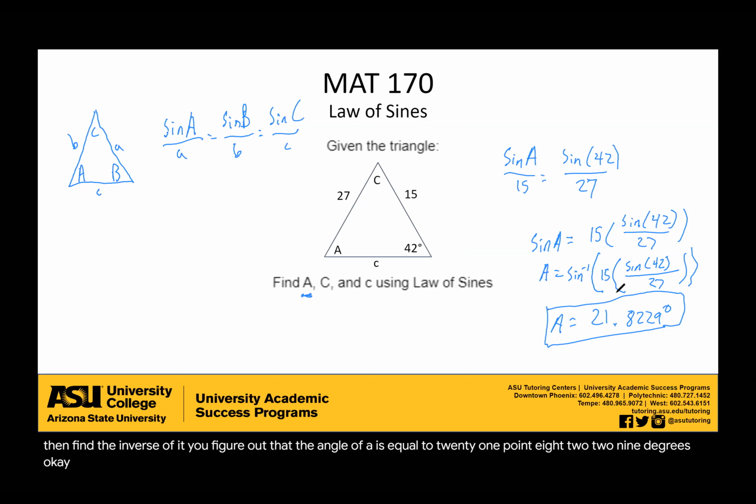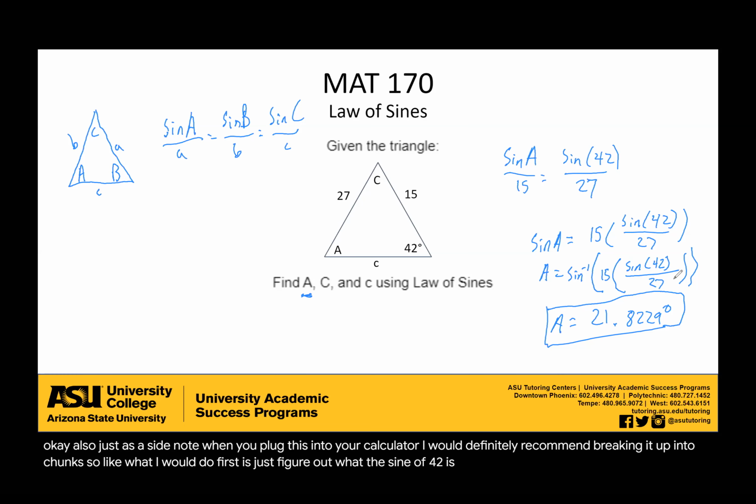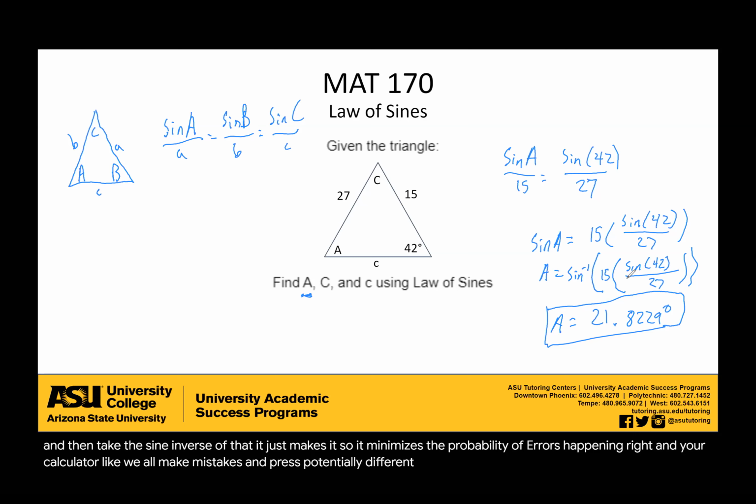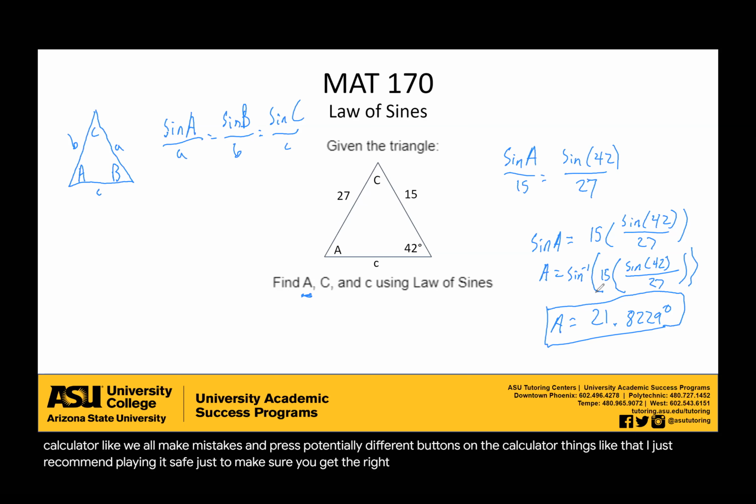Also, as a side note, when you plug this into your calculator, I would definitely recommend breaking it up into chunks. What I would do is first figure out what the sine of 42 is, then divide by 27, then multiply by 15, and then take the sine inverse of that. It minimizes the probability of errors in your calculator. We all make mistakes and press different buttons, so I just recommend playing it safe to make sure you get the right answer.